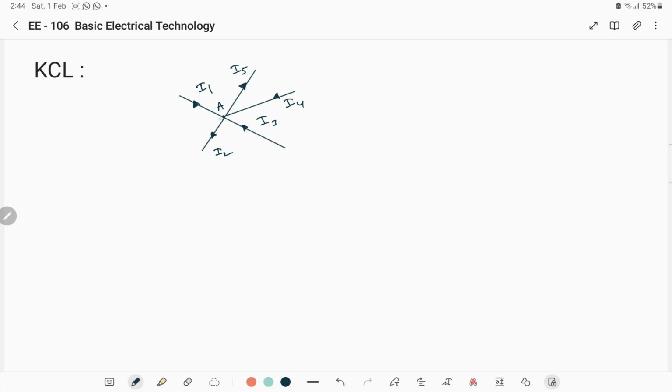If you take outgoing current as positive, this will be I1 plus I2 plus I5. These are outgoing currents. The incoming currents are I3 plus I4. So we can also write it like this: I1 plus I2 plus I5 minus I3 minus I4 equal to 0, or otherwise incoming currents equal to outgoing currents. I3 plus I4 are coming towards the node, equal to the currents flowing away from the node, I1, I2, I5. So I3 plus I4 equal to I1 plus I2 plus I5. Both these equations are one and the same. Okay.